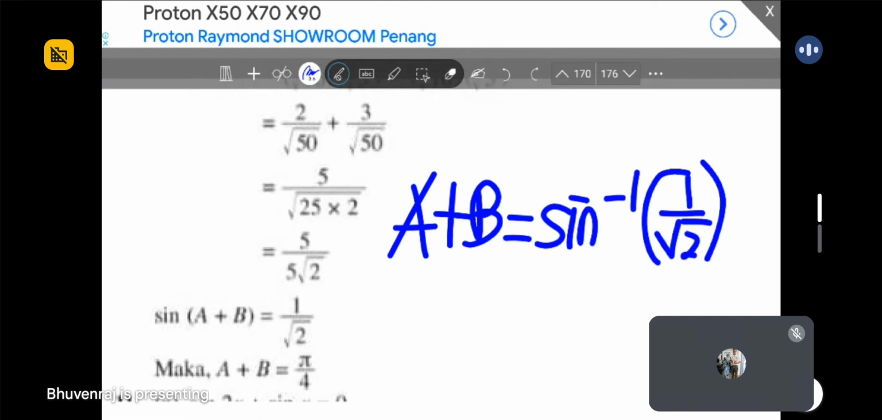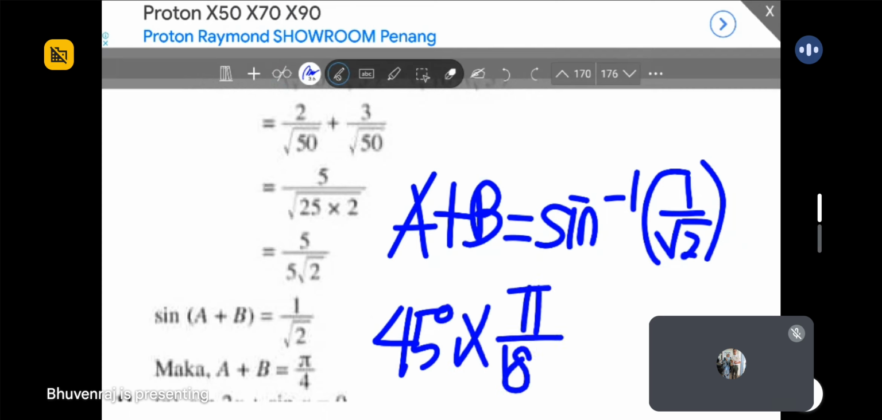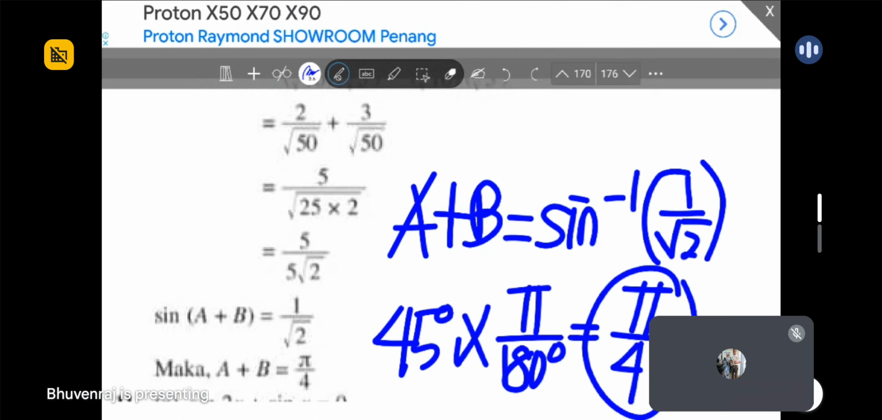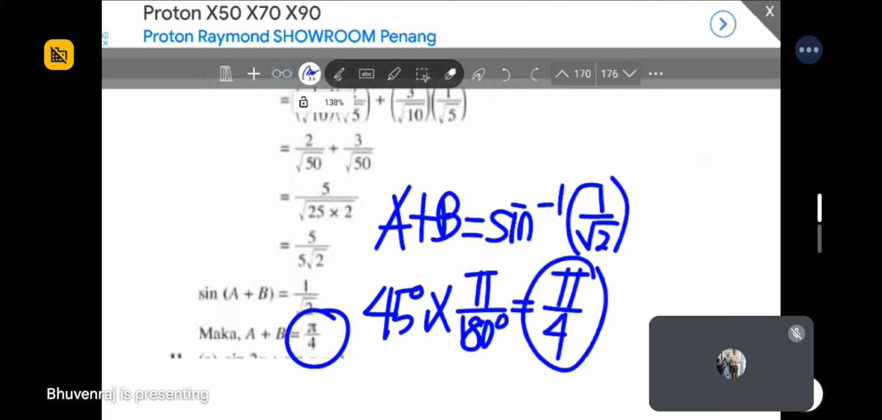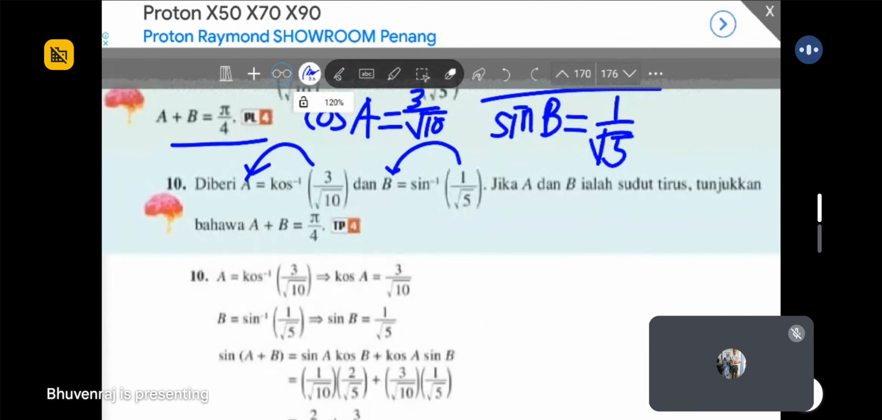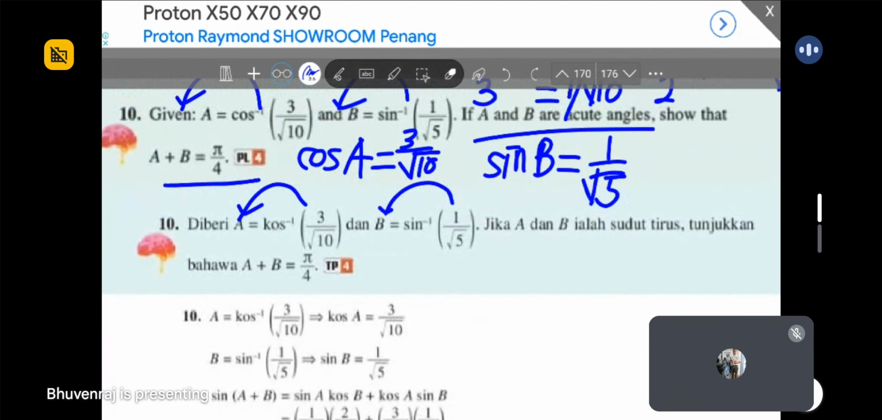45 darjah. So 45 degrees, convert to radian. So you will get pi over 4. So dapatlah jawapan. You get the answer. So proven already. Sudah terbukti. Senang tak, guys? Very easy, right? Equation only look complex. But actually, jalan kira sangat senang.